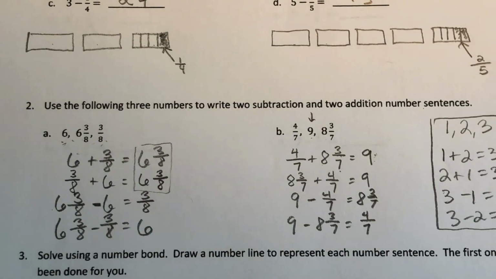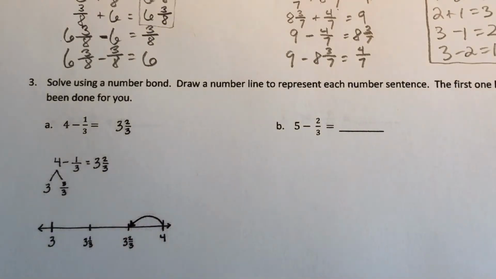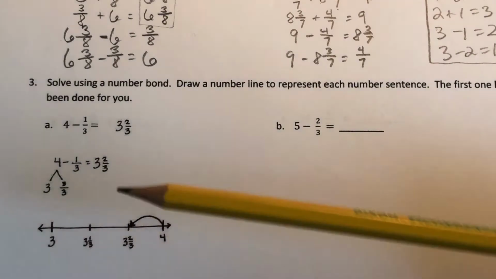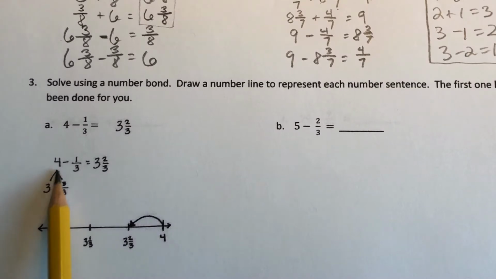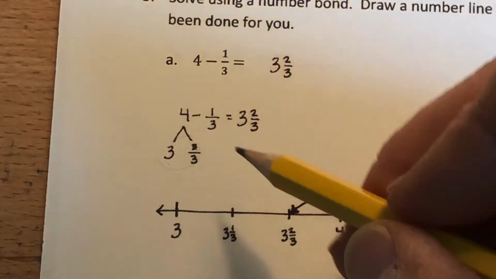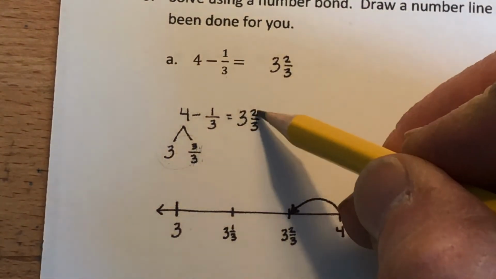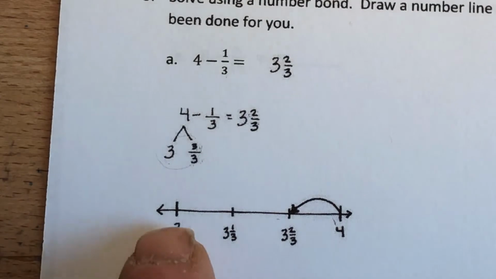Okay. All right, let's take a look at the last part of this problem down here. It says solve using a number bond. Draw number lines to represent each number sentence. The first one has been done for us. So here it says 4 - 1/3. So what we did, see how they did this? They made 3 3/3. See how that's still equal to 4 because 3/3 is 1. All right, let me zoom in on that real quick so you can see that a little bit better. So then what they did was take 1/3 from this 3/3, end up with 2/3. So it ends up with 3 2/3. And there's that number line right there. The number line was in between 3 and 4.